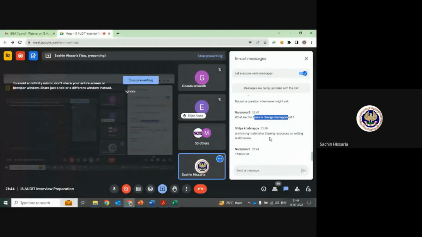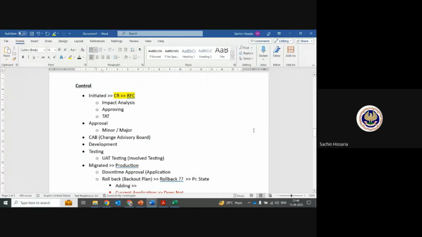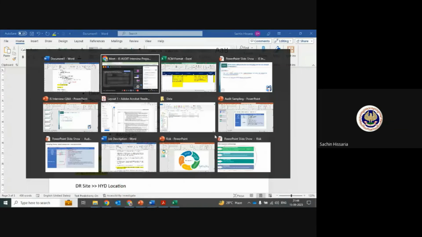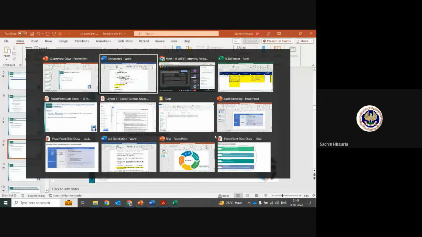Okay, any training material on writing the audit review? Shilpa, I have one material on how to write an audit observation. Definitely I will share it with you. If you need that material, please reach out to me on LinkedIn. Whenever I get time, I will help you with this. I have some material, not readily available as of now, but I can share it.